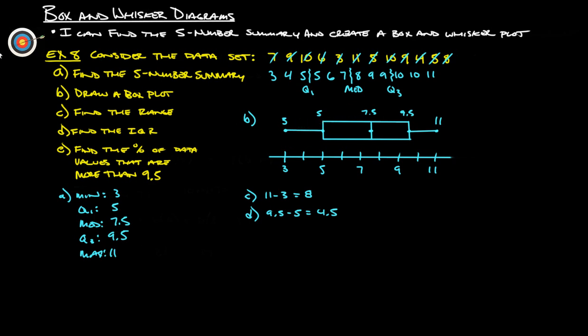Okay, let's do this in a different color, make it stand out a little bit more. So we know that this is 25% of the data. This is 25% of the data. Again, this top 50% got split exactly in half, so that means that this is 25% of the data, and this is 25% of the data, right? So then if they're asking us for this last question here, find the percent of data values that are more than 9.5, here's 9.5. Up above that, 25% are going to be more than 9.5. Okay?